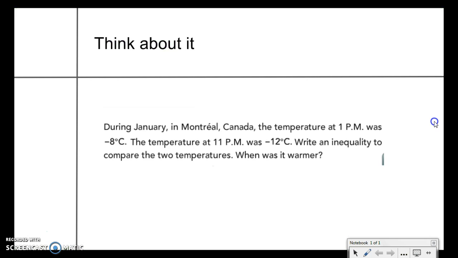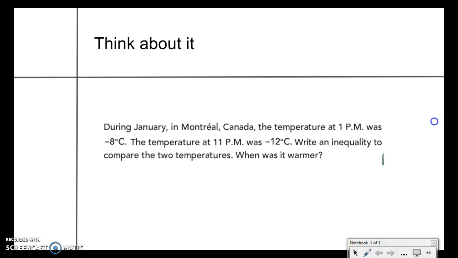Okay, so this one says think about it, which means you do not have to copy it down. During January in Montreal, Canada, the temperature at 1 p.m. was negative 8 degrees Celsius. The temperature at 11 p.m. was negative 12 degrees Celsius. Write an inequality to compare the two temperatures.